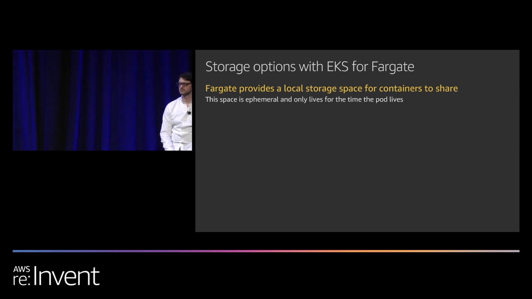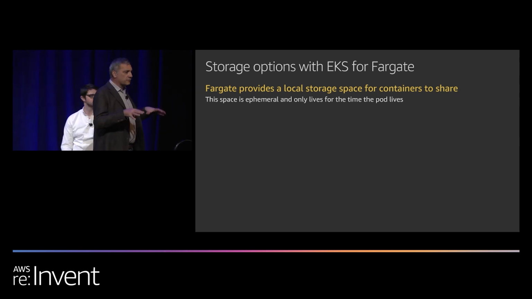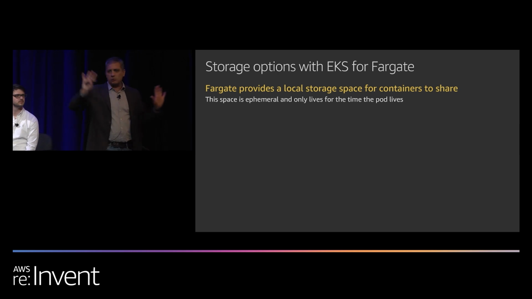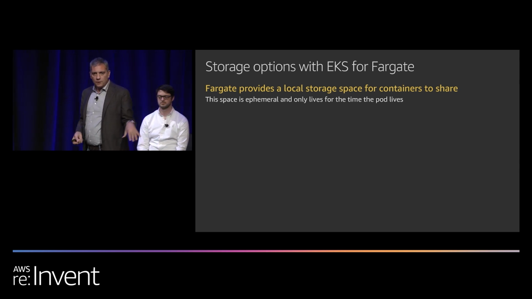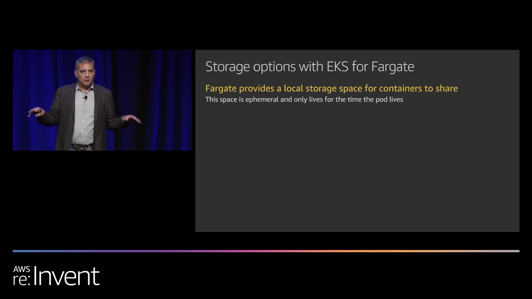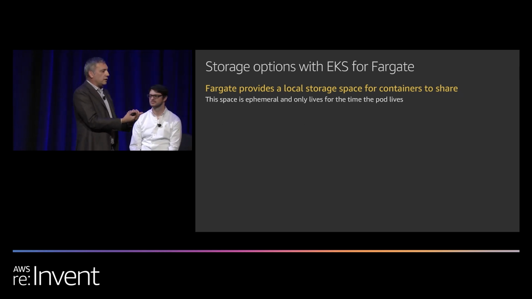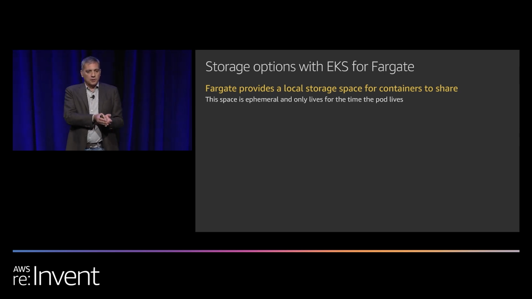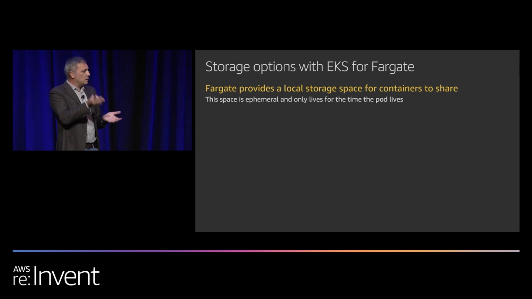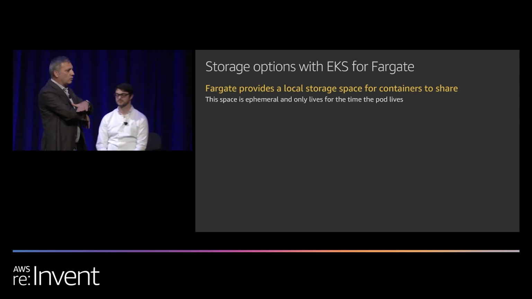So storage options with EKS for Fargate. This is an easy slide because Fargate doesn't provide, as of today, as a whole, and this is regardless of EKS or ECS, a way to run persistent pods. Right? So everything with Fargate is ephemeral. There is storage that you get within that instance that you could use temporarily while the pod is running, and you can use that storage, ephemeral storage, to share capacity between those containers. But once you shut down the pod, that storage is gone. It's ephemeral. The instance will be put back into the pool, and everything will be discarded.